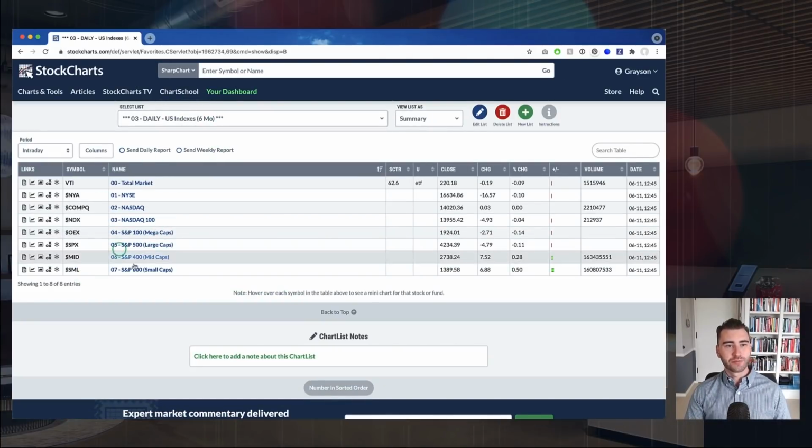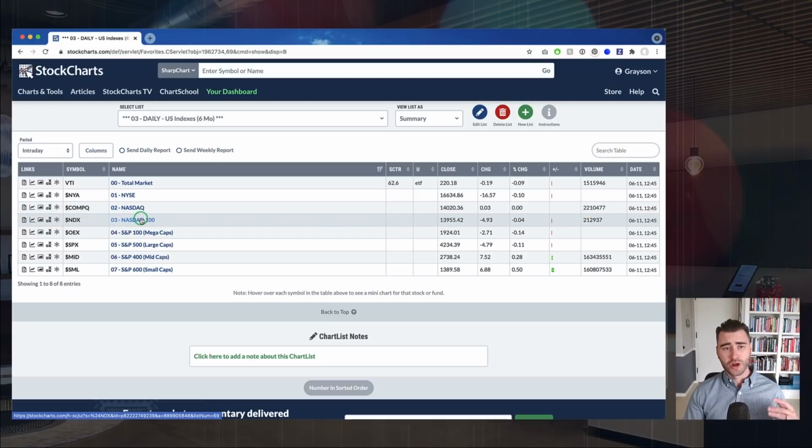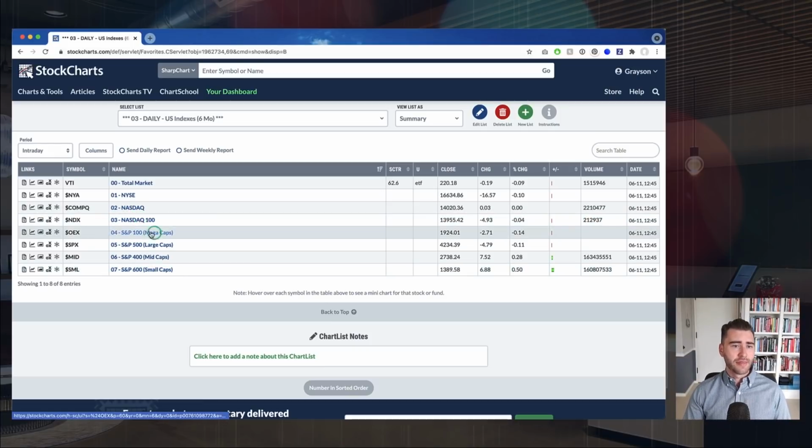Here are the indexes that I've put in here. These are the ones that I really want to track closely on an intraday basis. The ones that I really want to zero in on. So again, we've got that VTI index, the total market index, something that I use heavily in my process. I've got the NYSE and the NASDAQ, 2 of the major exchanges that we obviously want to track. The NASDAQ 100 below that, and then those same S&P indexes, starting with the mega caps, drilling down into the small caps as well. So we've got the S&P 100, 500, 400, and 600.